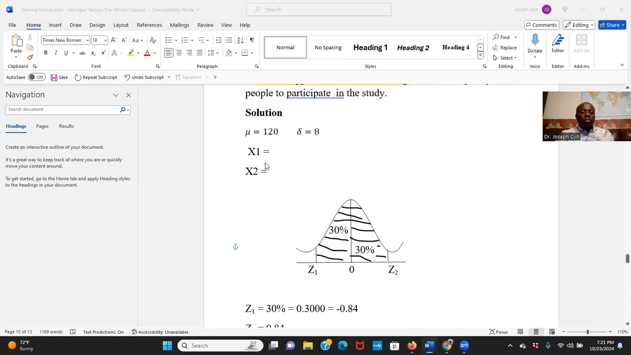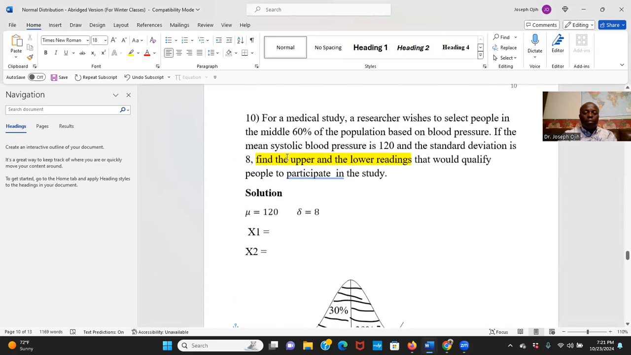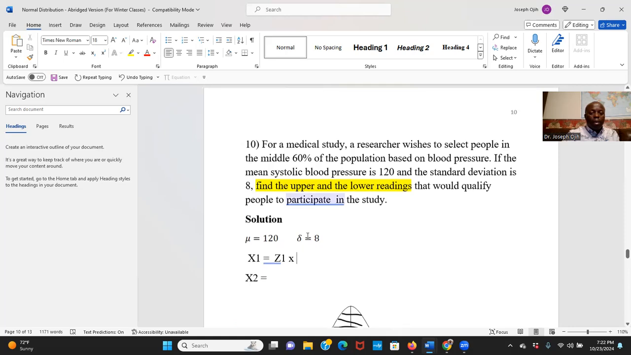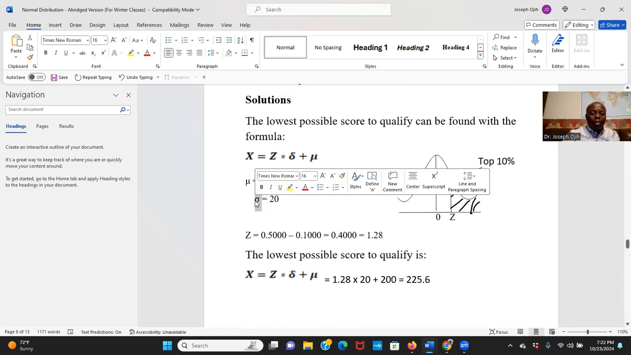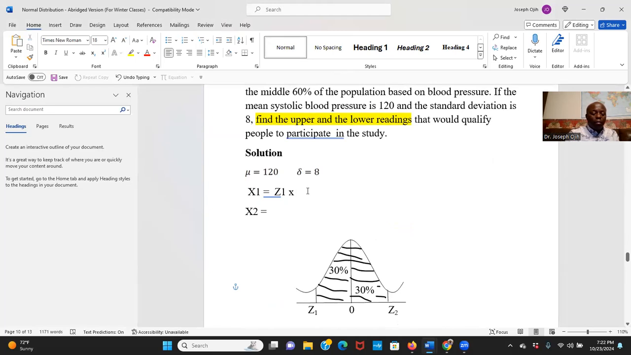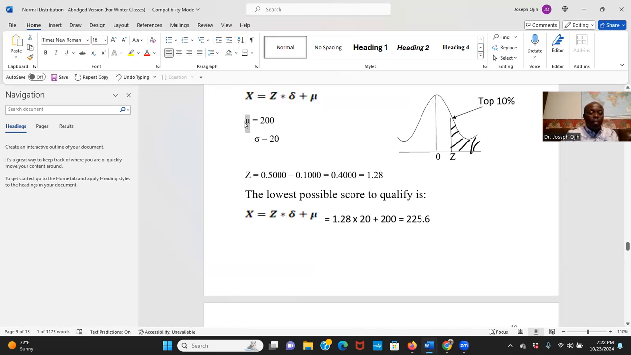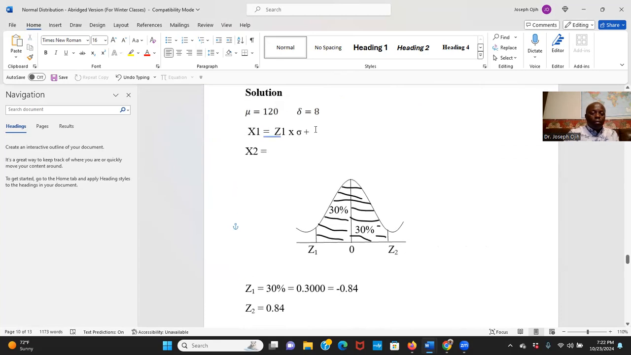So we have our Z1 and Z2. We use them to find X1 and X2. X1 will be, remember the formula, Z1 times the standard deviation, let me get the standard deviation from right here, plus the mean. And the mean symbol is right here.